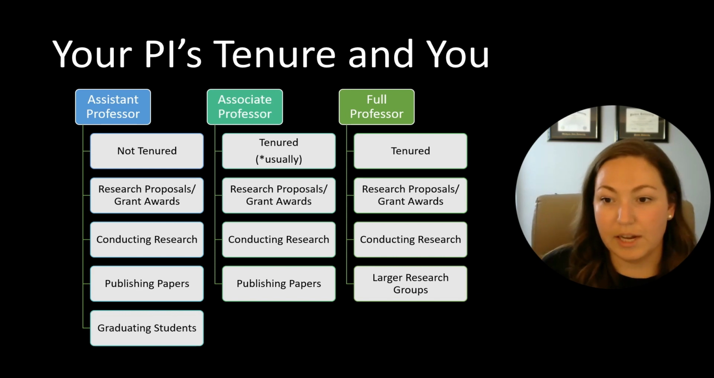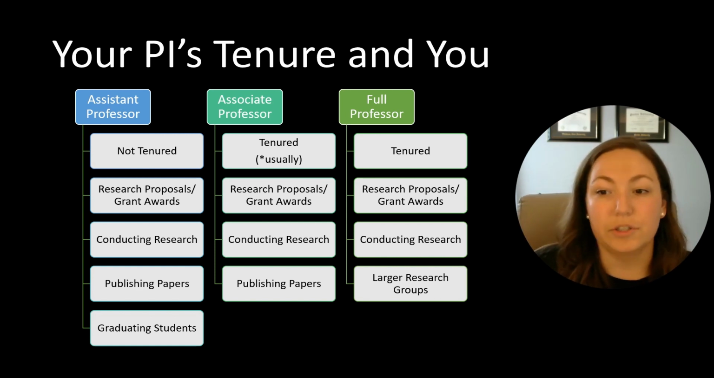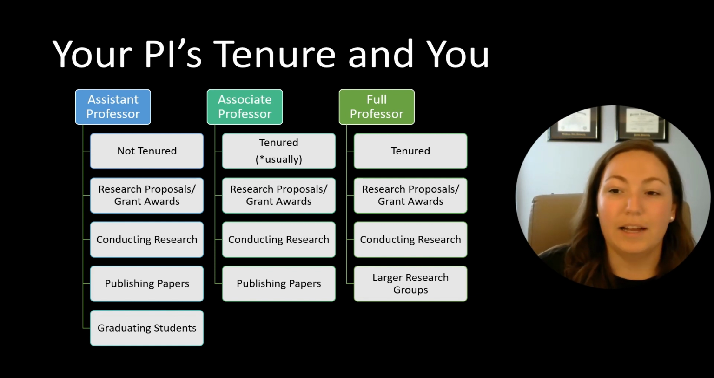Then you have your full professor, and these would be tenured faculty that are still interested in writing research proposals and receiving grant awards. They will conduct research, and their research groups will be a bit larger compared to an assistant professor or an associate professor, because they're able to get a little bit more funding than some of those younger professors might. They're going to be less interested in publishing papers. They've already gotten their name out there and have made a name for themselves.